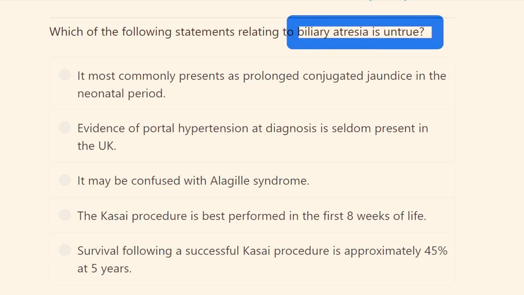Here are the options. It most commonly presents with prolonged conjugated jaundice in the neonatal period. Evidence of portal hypertension at diagnosis is seldom present in the UK. It may be confused with Alagille syndrome. The Kasai procedure is best performed in the first 8 weeks of life. Survival following a successful Kasai procedure is approximately 45%. So which is not true regarding biliary atresia?